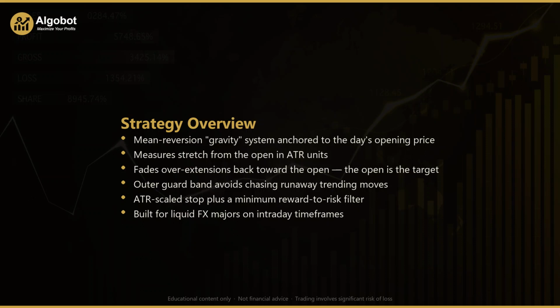It reads nothing from a higher time frame. Everything is aggregated from the primary time frame bars you select. To decide when price has stretched far enough to be worth fading, the strategy uses the average true range, or ATR, a standard measure of recent volatility. It expresses the distance between the latest close and the day open in ATR units. A move of a small number of ATR away from the open is treated as a stretch that may reverse.